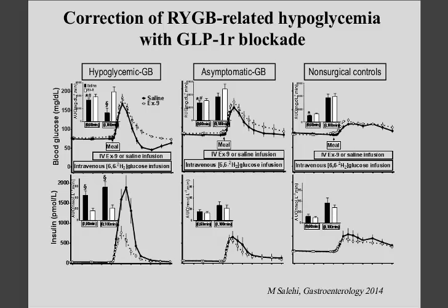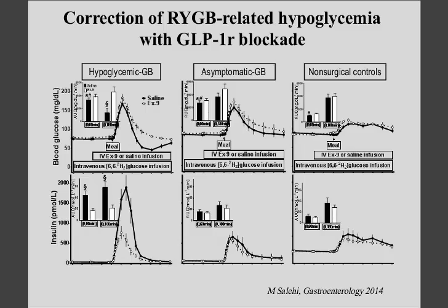Again, the insulin responses were huge in the hypoglycemic patients. That's in the bottom left, and even bigger than the asymptomatic patients. Now, when the patients were given the GLP-1 blocker, you go back to the top left and you look at the dotted line. All 10 of the hypoglycemic patients now have a normal glucose excursion. None of them get hypoglycemic, and in this study, none were symptomatic. The GLP-1 blocker had minimal effects in the asymptomatic patients and the non-surgical controls, and you can see the dotted lines in the top middle and top right.